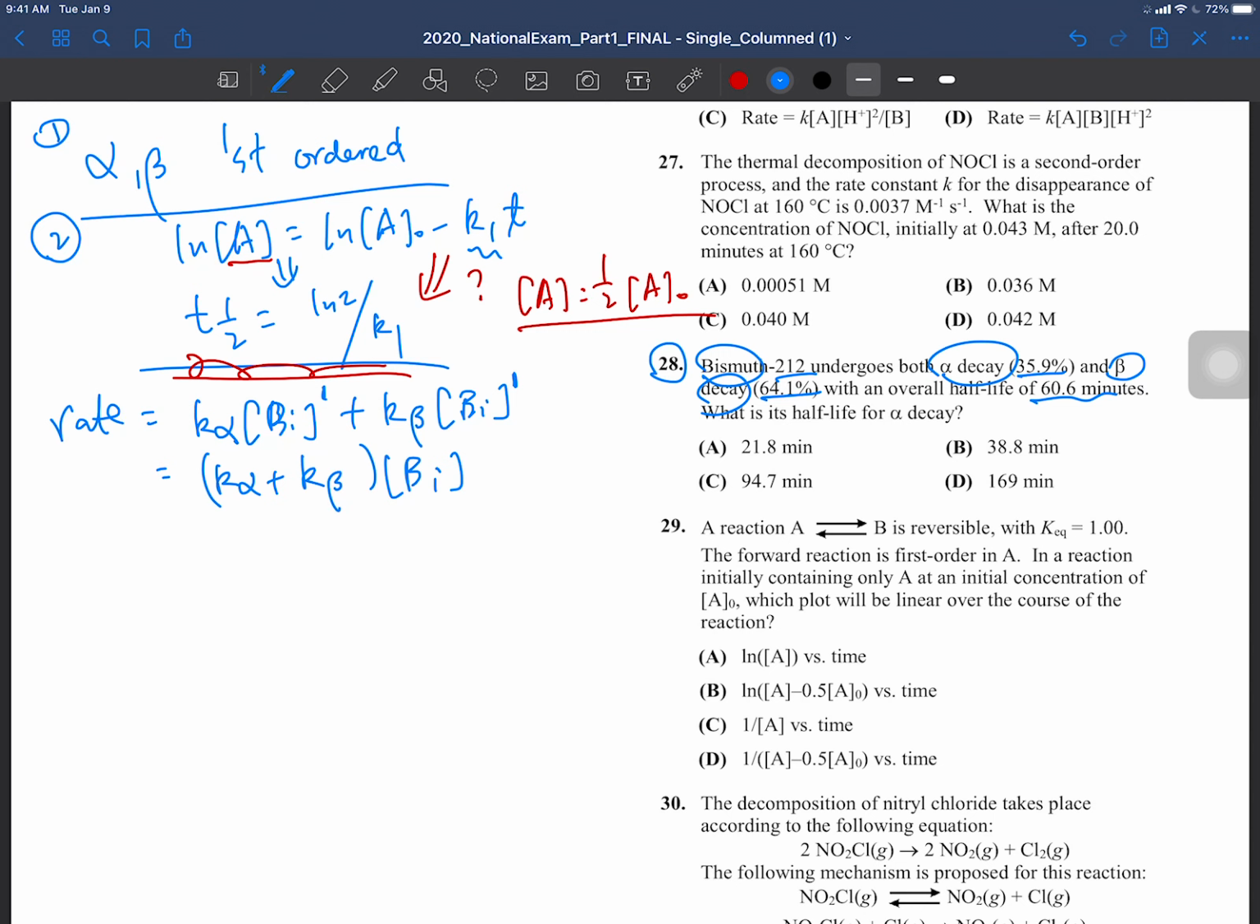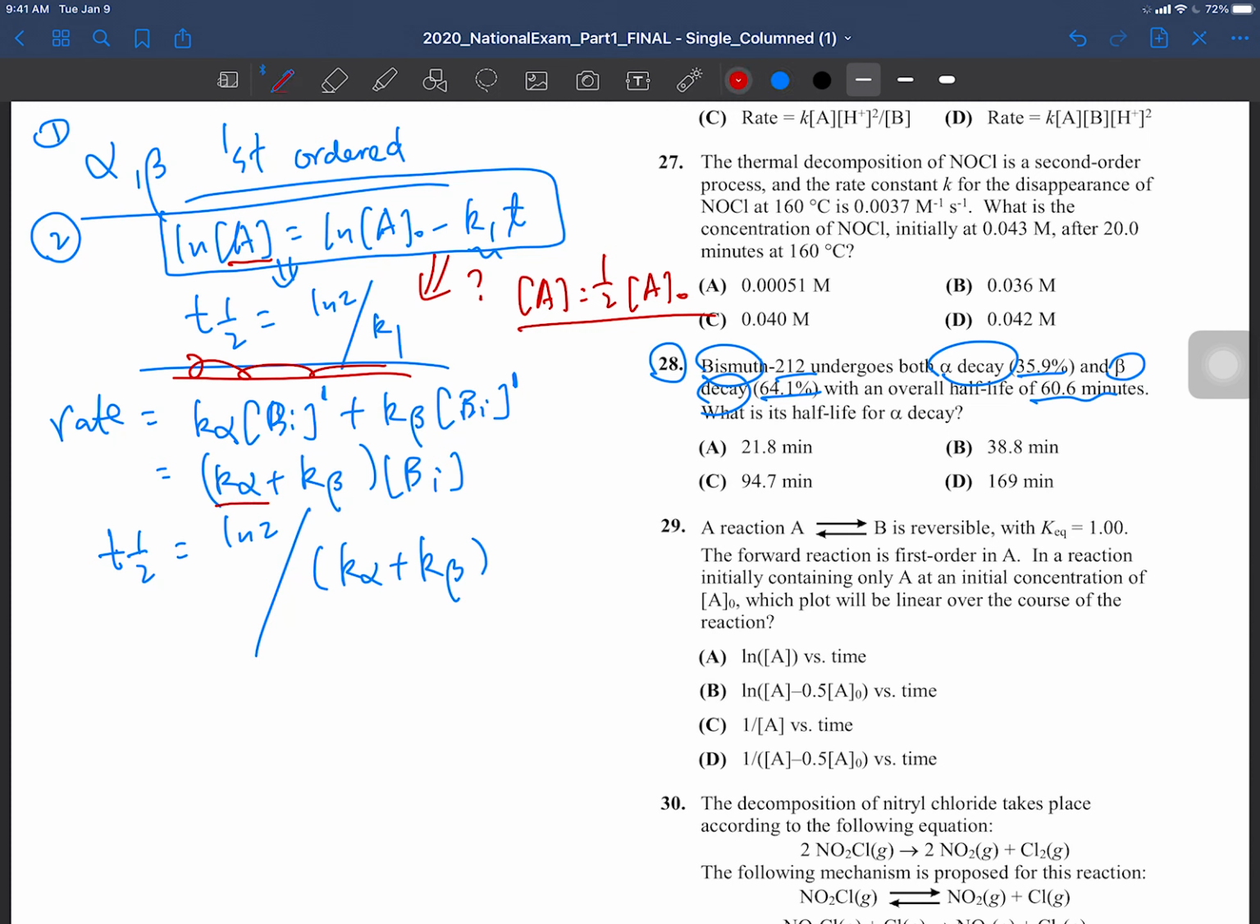Okay, if this is the case, when we have the integrated equation, I think you will figure out the half-life will be ln 2 over K alpha plus K beta. I think it makes sense, right? Because you can assume this is the new K, and the K equals K alpha plus K beta. So you put the new K here. You got the half-life in this way, right?